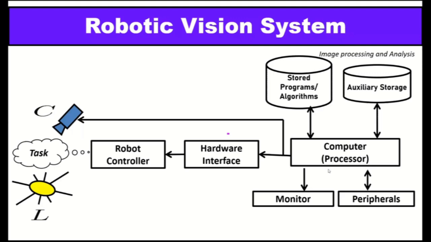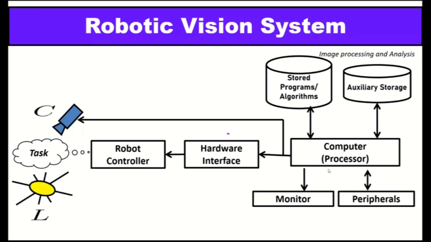Now this is exactly the block diagram of a robotic vision system. Starting from the initial point, there is an environment, the task environment, where the robot is working. This robot is connected with the robot controller. The robot controller has a hardware interface with the computer and other higher processors. On the same unit, the computer and processor are interfaced to the camera, and the camera is oriented towards the task environment.